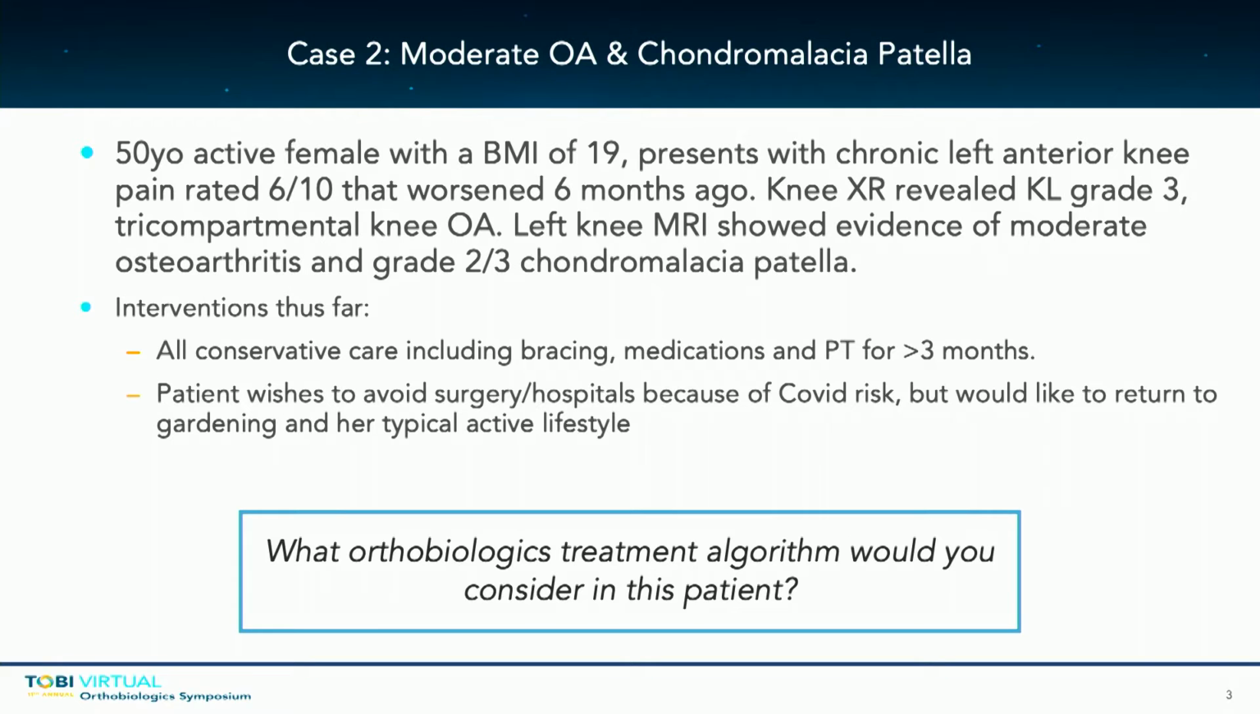Left knee MRI showed evidence of moderate osteoarthritis and grade 2-3 Chondromalacia Patella. Now, thus far, the patient has maximized all other conservative care, including bracing, medications, and PT for greater than 3 months. The patient wishes to avoid surgery/hospitals because of COVID risk, but would like to return to gardening and her typical active lifestyle. Same thing.